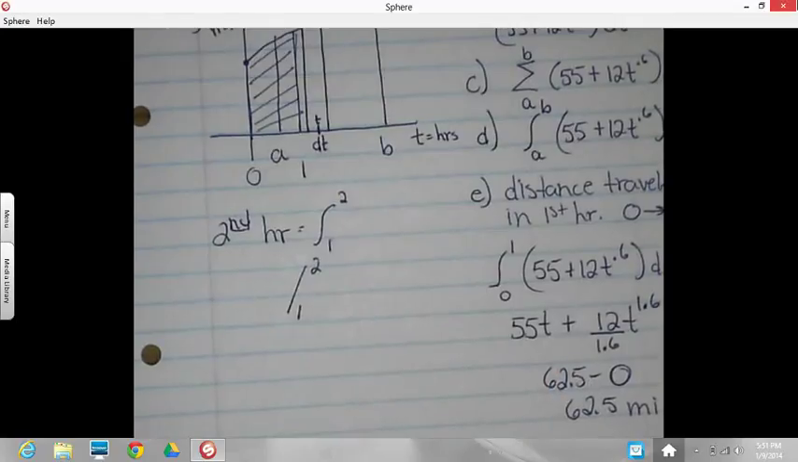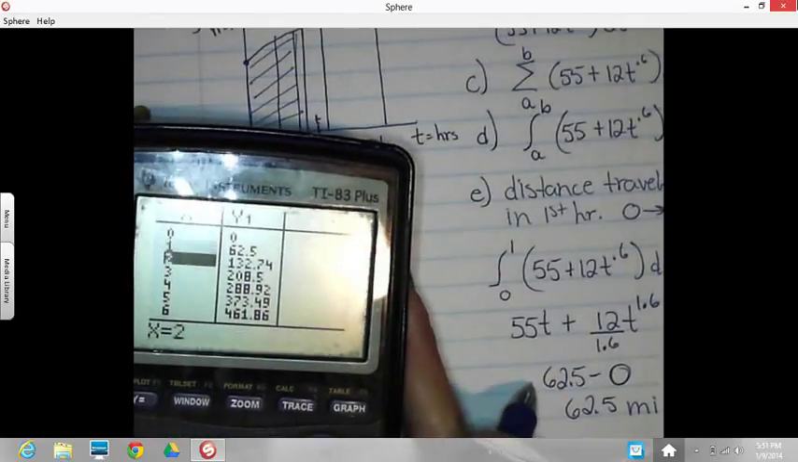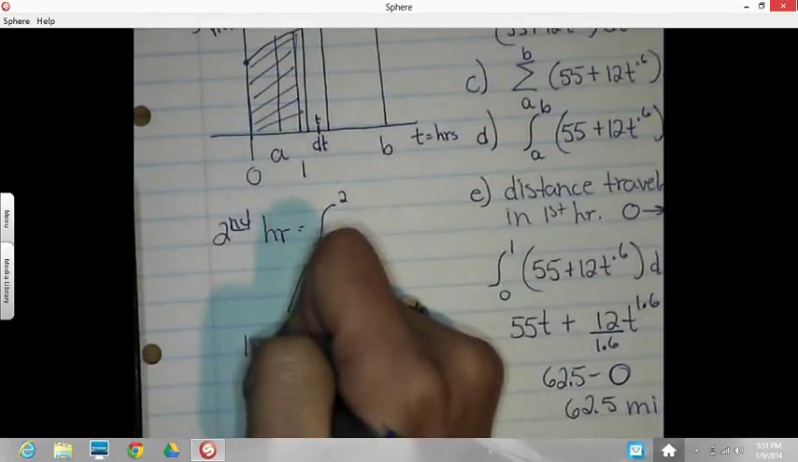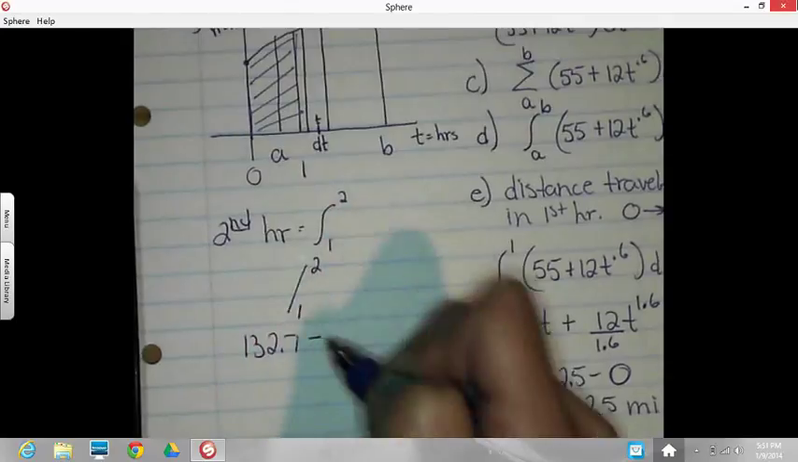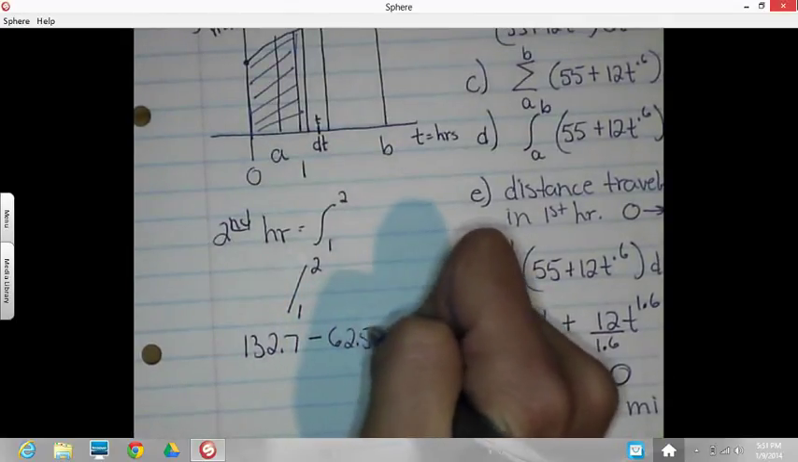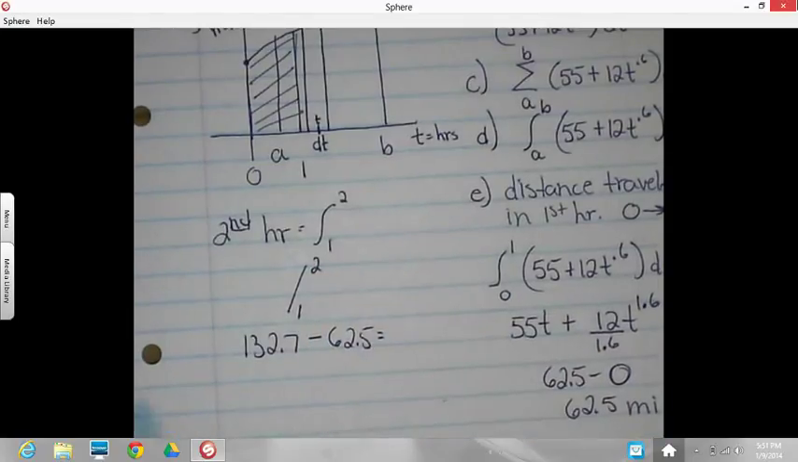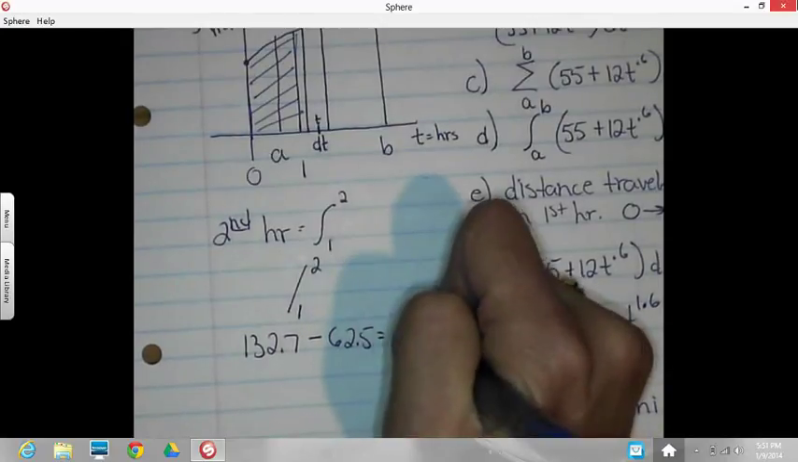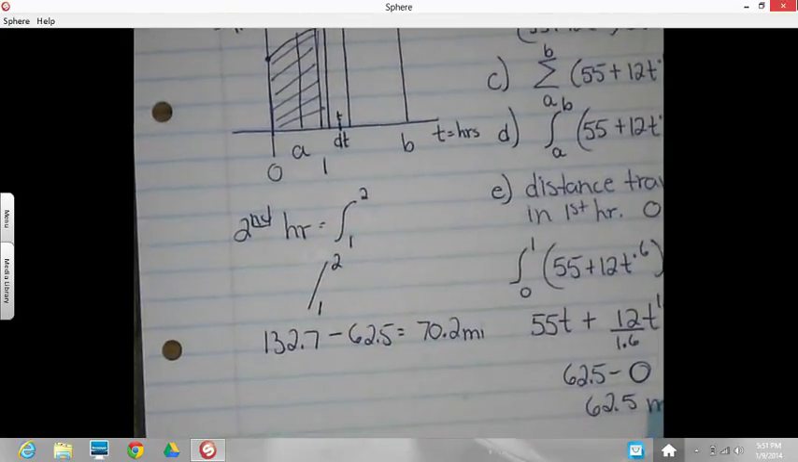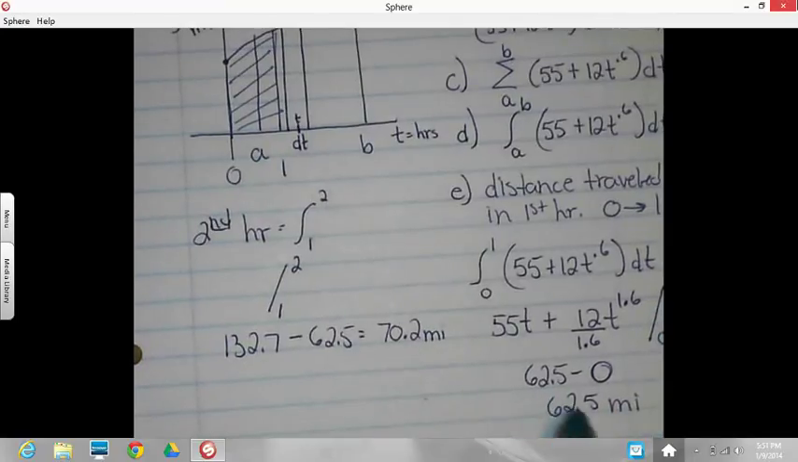So I've got the table here all set to go. At 2, it was 132.7, minus at 1, it was 62.5. So in the second hour alone, I traveled 132.7 minus 62.5, 70.2 miles in the second hour. So overall, in the first 2 hours, I traveled 132.7 miles.